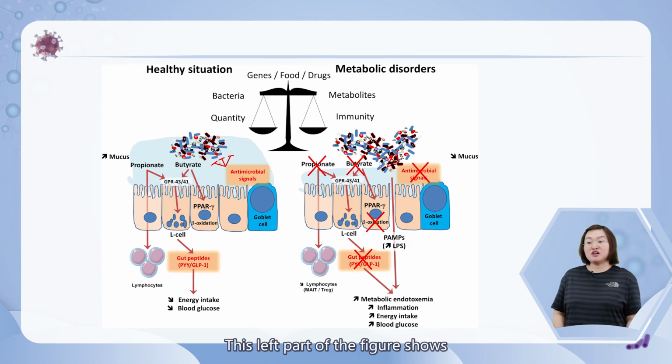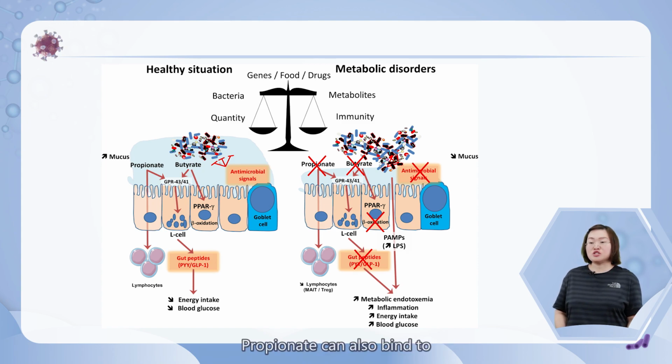The left part of the figure shows that in a healthy situation, the composition of the gut microbiome is associated with higher mucus layer thickness, the production of antimicrobial signals, and different short-chain fatty acids such as butyrate and propionate. Both butyrate and propionate bind to G-protein coupled receptors GPR43 and GPR41 expressed on the enteroendocrine cells, thereby stimulating the secretion of gut peptides, such as glucagon-like peptide 1 and peptide YY. This effect contributes to reduce food intake and to improve glucose metabolism.